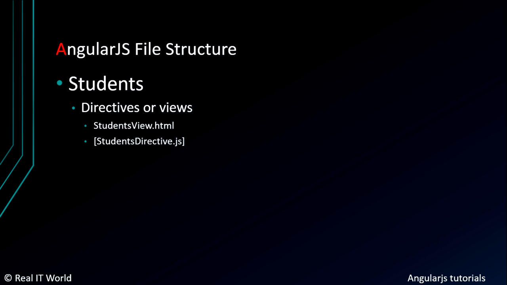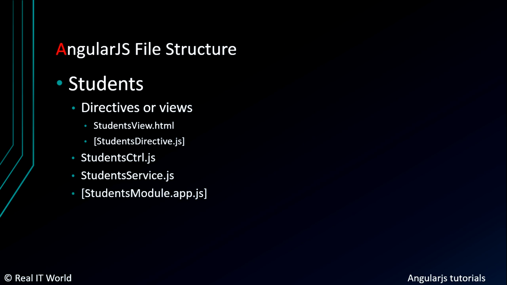If you want to include that HTML file into the root directory using it as a directive, you can create a students directive, if you want to maintain a directive structure. Otherwise, you can directly include that HTML file using the include tag. And a students controller, a dedicated controller for the students module, and a dedicated service, students service, for the students module.